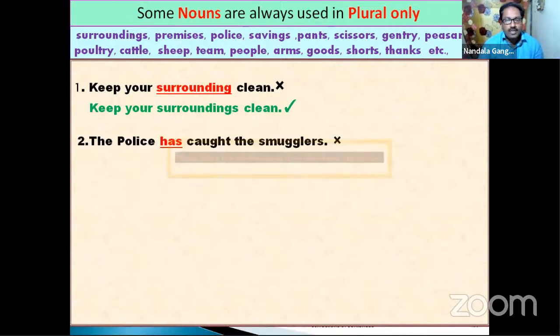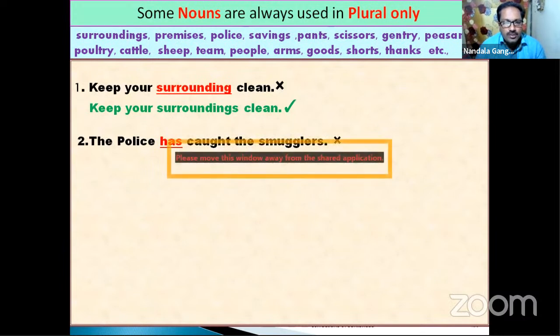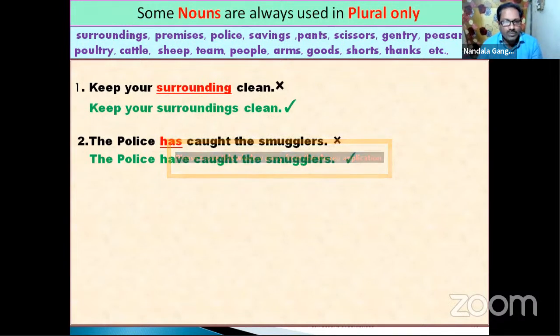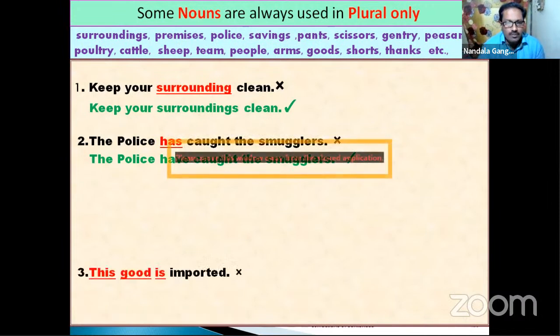Then the police has caught the smuggler. Here the police is used as a collective noun, not only a single policeman. Here the police means a complete department. In this department there may be a number of persons. So we have to use: the police have caught the smugglers. For singulars we have to use has, for plural we have to use have.